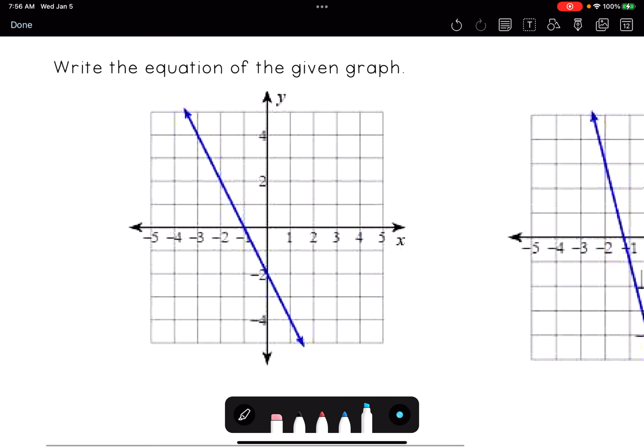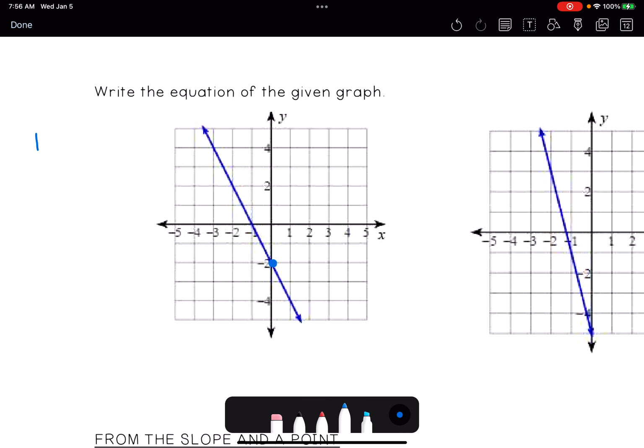For example, for this first equation, my y-intercept is where it crosses the y-axis, which is negative 2. So I'm going to make a note, b is equal to negative 2. And now I'm going to find another point so that I can find the slope. So you can do this point in red, you could do this point in red. The rise is negative 2, and the run is positive 1. So m, which is rise over run, is negative 2 over 1, or we can just say negative 2.